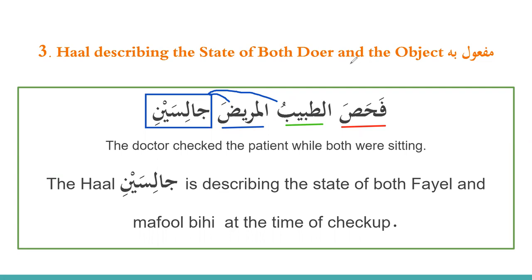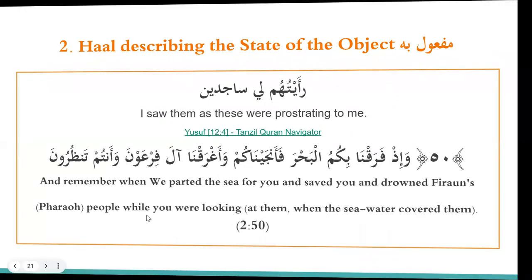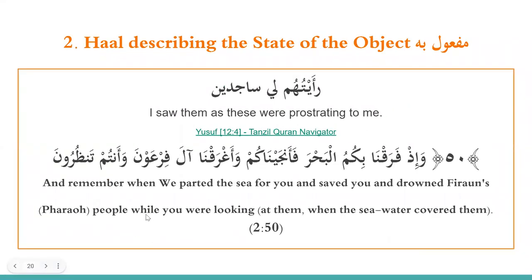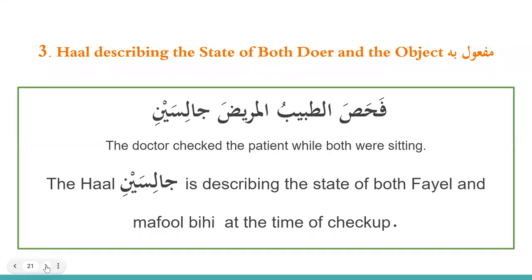And with translations, you might be noticing different types of translation. Here we have "while," okay? And in some examples, we had "as." Here again, "while." Here we have "as." I saw them as. These were frustrating to me. So, these are different types of translation for Haal.